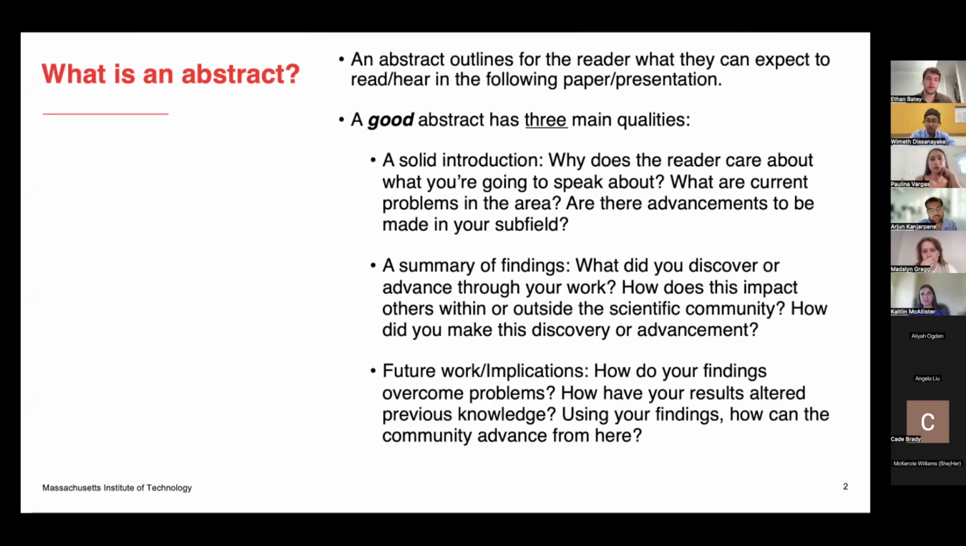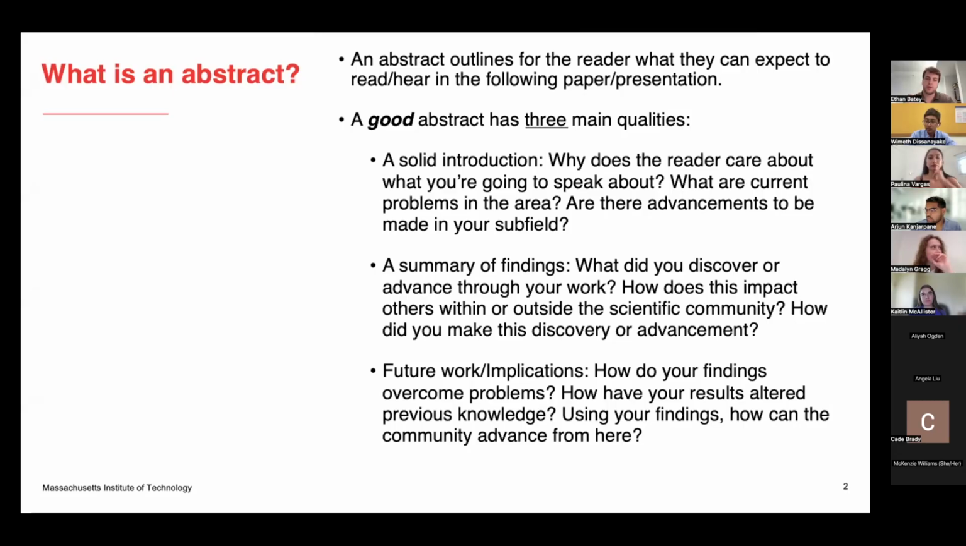So, what do I mean by an introduction? Basically, why does the reader care about what you have written or what you're going to present based on your abstract? Is it important to certain fields? Is it important for an engineering application? What's the point basically? What are we getting at here? What was the purpose in starting the project?